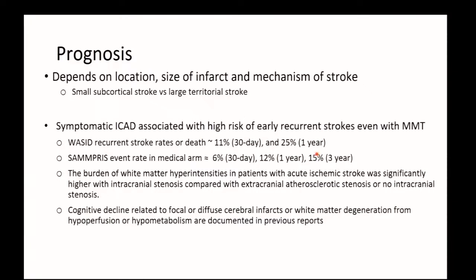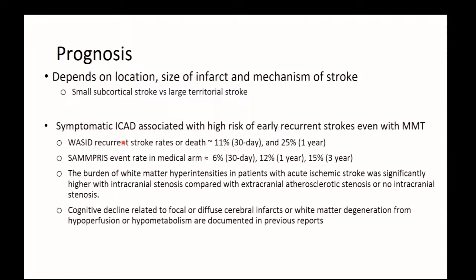So how about the prognosis of ICAD even with our treatment now? What should I tell my patients? It depends on the location, the size of the infarct, and the mechanism of the stroke. People with hypoperfusion, impaired distal perfusion, are at higher risk for recurrence. But something unique about ICAD, unlike all other stroke etiologies: ICAD is associated with a high risk of early recurrence of stroke, even with the maximal medical treatment.